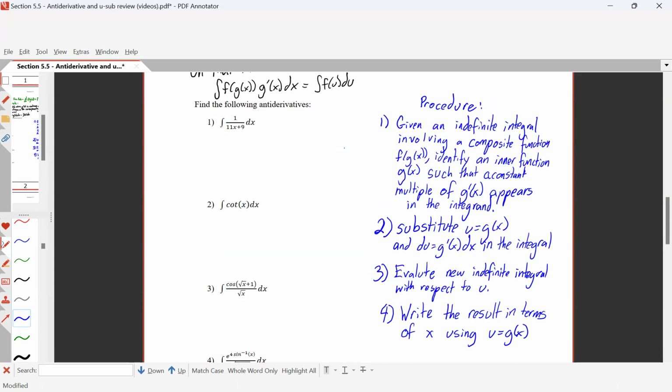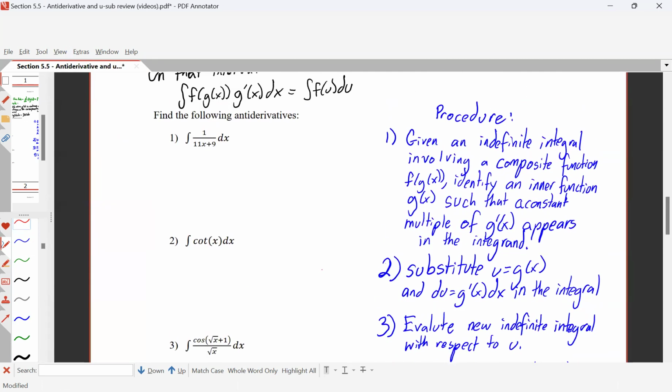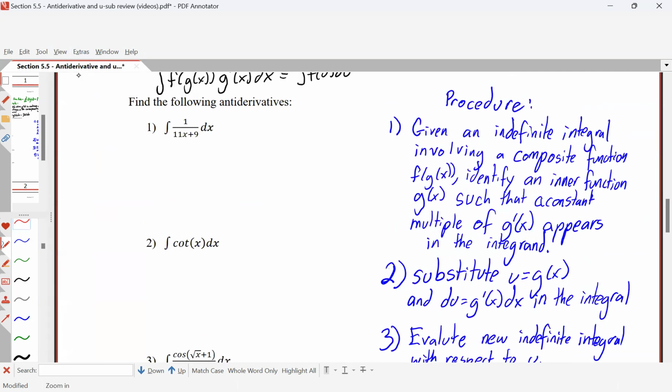And then we substitute the function and the derivative in the integral. We evaluate the new integral with respect to u, because we've turned this whole integral in terms of x into being in terms of u, and we write the result in terms of x using the substitution we made. Those are the steps we're going to be using on these 4 examples.